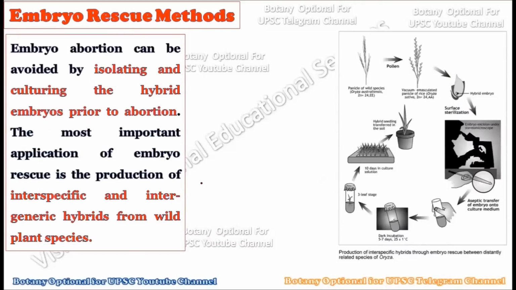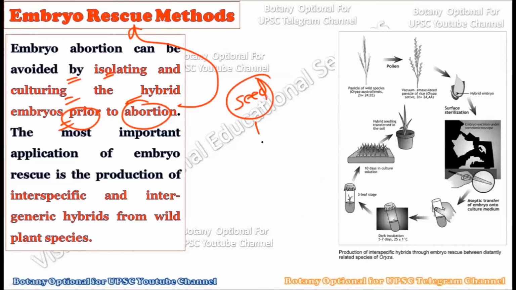Now see, embryo abortion can be avoided by isolating and culturing the hybrid embryos prior to the abortion. Now here our topic comes: embryo rescue. How do we do embryo rescue? If the seed is going to fail, what can we do? We can avoid this embryo abortion inside the seed by isolating the embryo and culturing it to create a new plant.